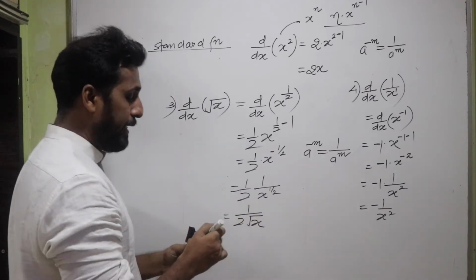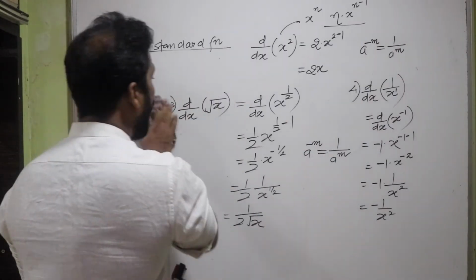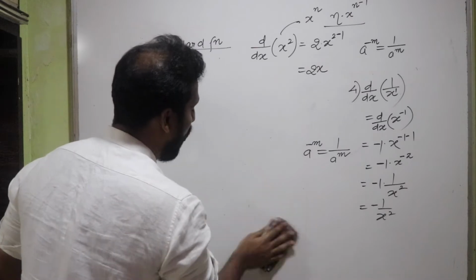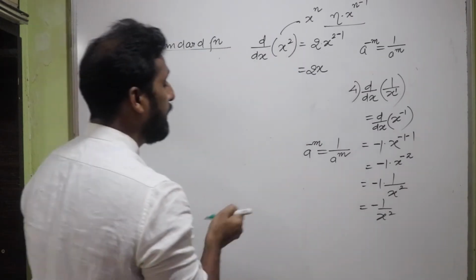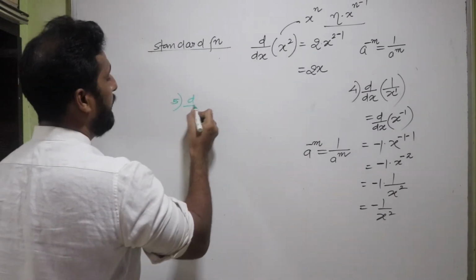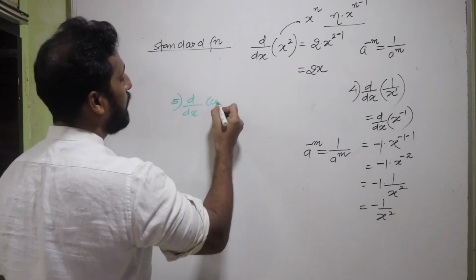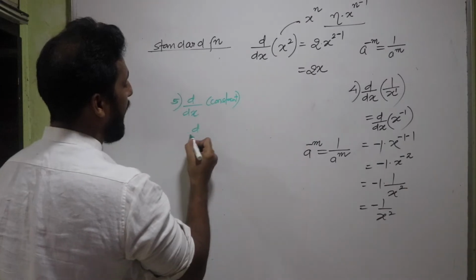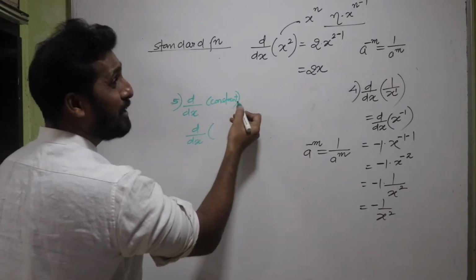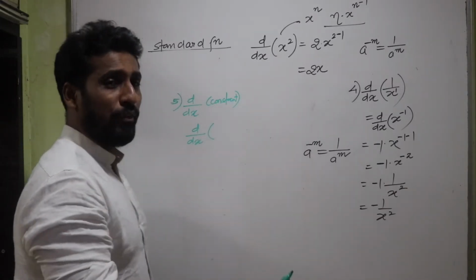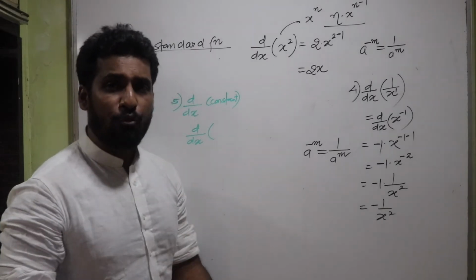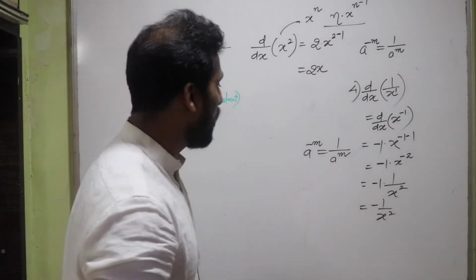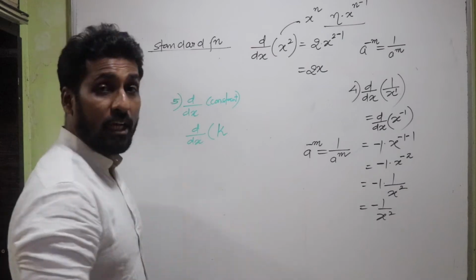The fifth formula I'm going to write here: the derivative of a constant. So the derivative of a constant, d by dx of a constant. There is no x here, isn't it? So I can write the derivative of a constant. It can be anything. It can be 5, it can be 27, it can be minus 34. You can take any constant that you want. So let's write it as k, constant.